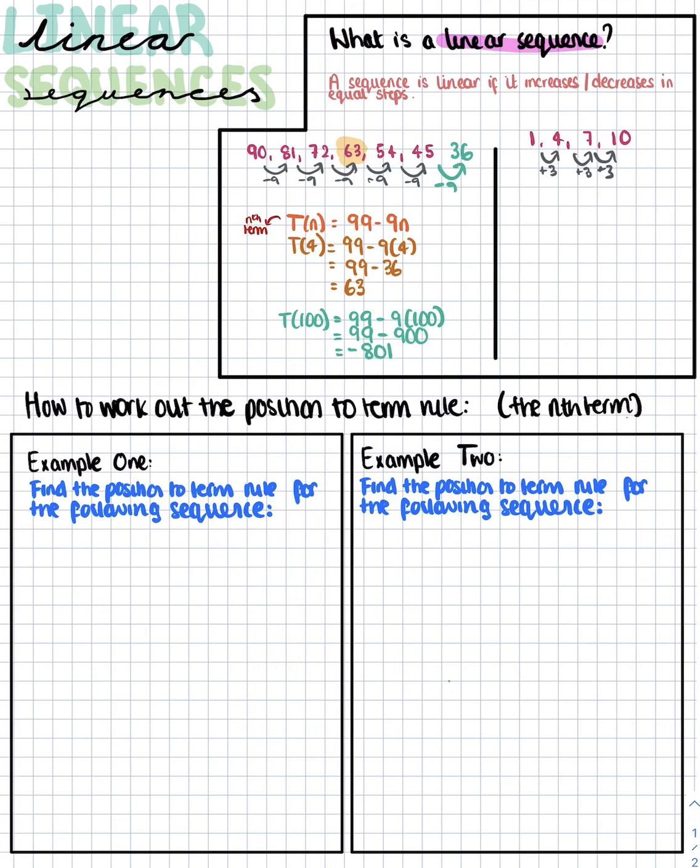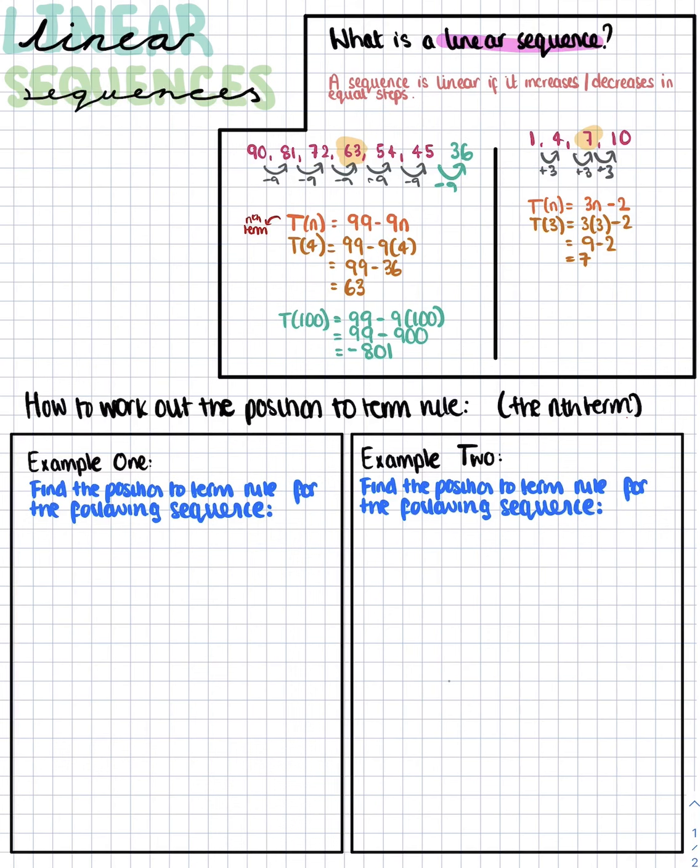Well, our position to term rule, or our nth term, is going to be 3n minus 2. Now we're not going to look at how to work out the nth term just yet. Let's check if this works. Let's try it for our third term. Well, if I replace n with 3, I'll end up with 3 times 3 minus 2. 3 times 3 is 9, minus 2 gives us 7, and our third term is 7. So we know this is correct.